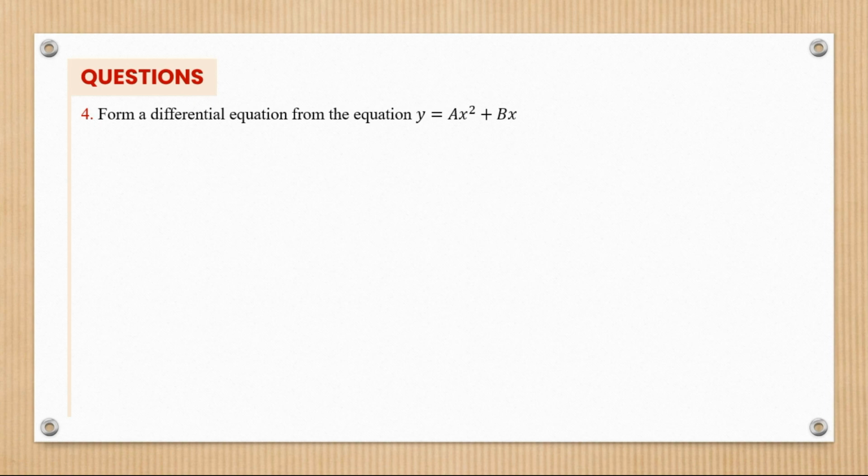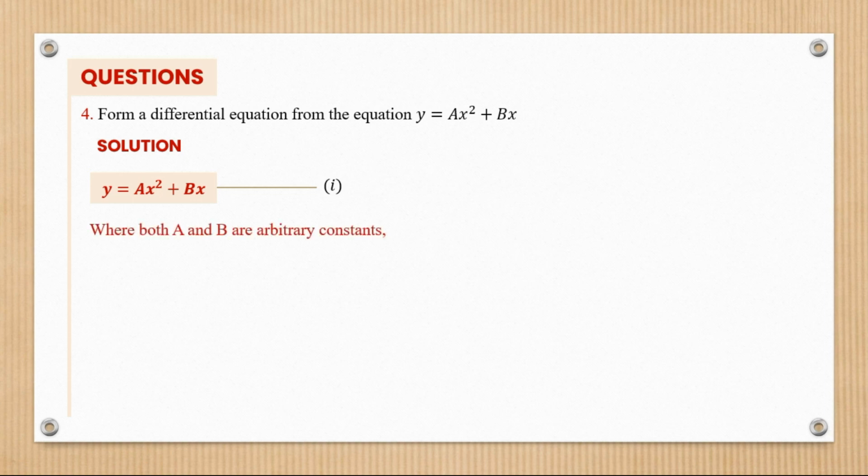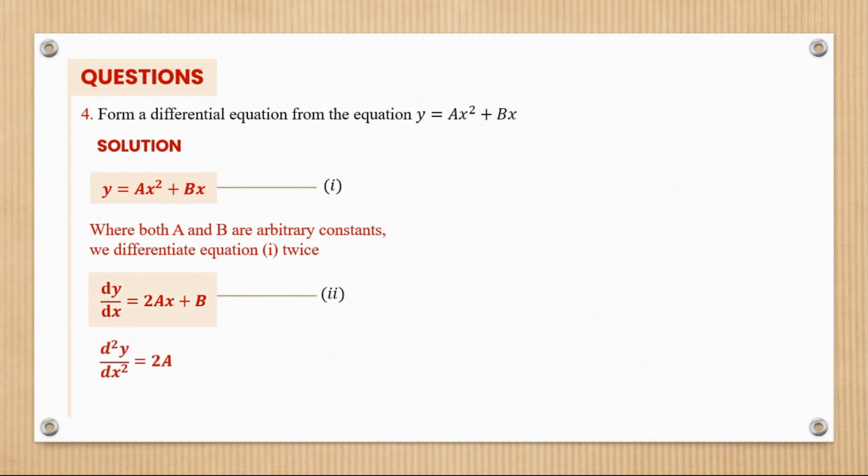So question number 4, being told to form a differential equation from the equation y is equal to ax squared plus bx. So you can already clearly see that we're dealing with two arbitrary constants right here, and that is a and b. So that means we are definitely going to have to differentiate twice. So now we have y is equal to ax squared plus bx, and that shall be our equation 1, where both a and b are arbitrary constants. So when you differentiate for the first time, we're going to have dy/dx is equal to 2ax plus b. Then we differentiate for the second time, we shall have it being equal to 2a, because the b shall now fade away.